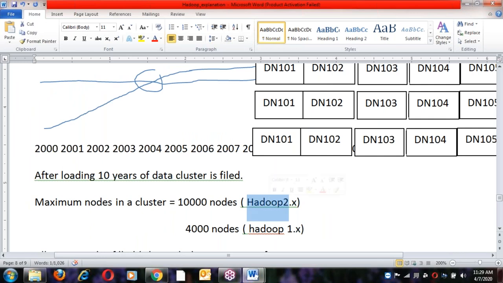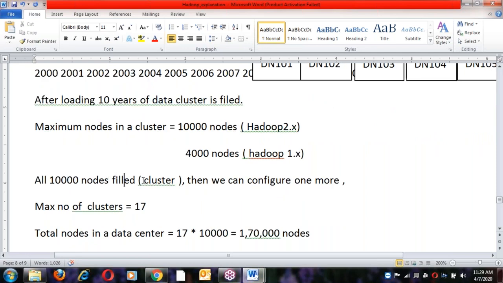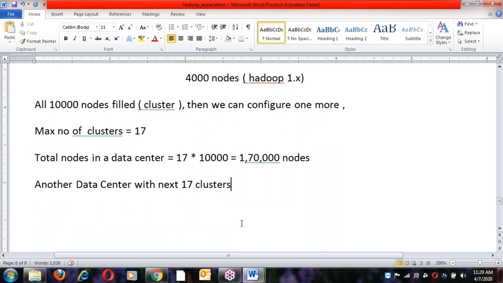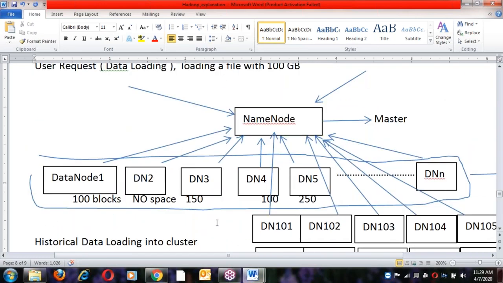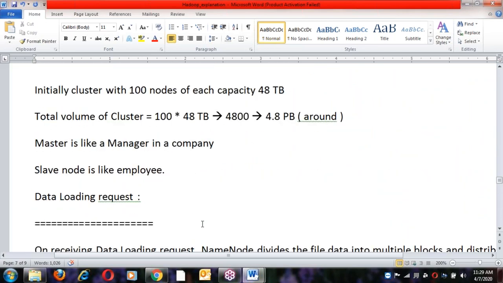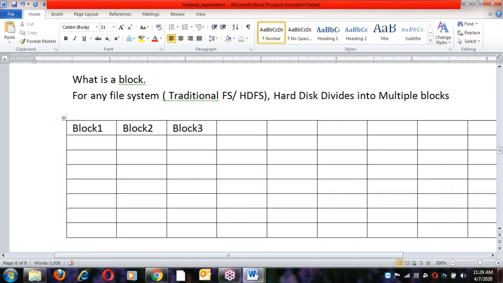This is the Hadoop 2.x version; 1.x is 4,000 nodes. Once all 10,000 nodes are filled, that means the cluster is filled, and then we can configure one more cluster. The maximum number of clusters is 17. So 17 multiplied by 10,000 equals 1,70,000 nodes we can configure. This is the maximum capacity of a Hadoop data center. So this is storage. There is no limit on storage; any amount of data, a huge amount of data, can be stored. This is about data storage.